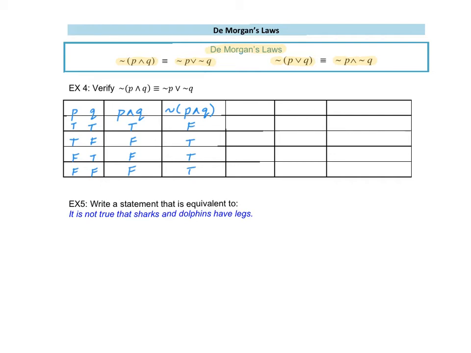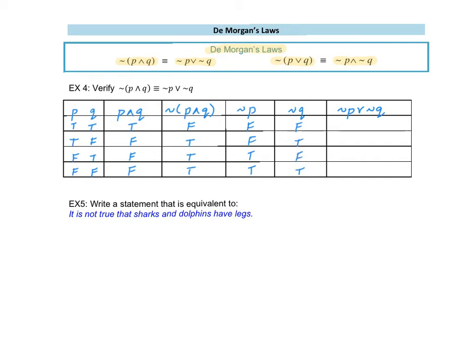Now I'm going to work on the other side, the not P or not Q. So I don't have a not P listed, so I need to figure out what that is. And I also see that I have to do not Q before I could figure out not P or not Q. So P is true, true, false, false. Not P is false, false, true, true. Q is true, false, true, false. Not Q is false, true, false, true.